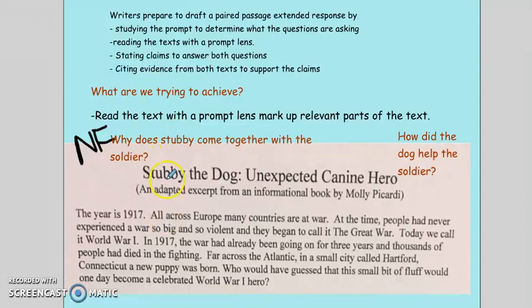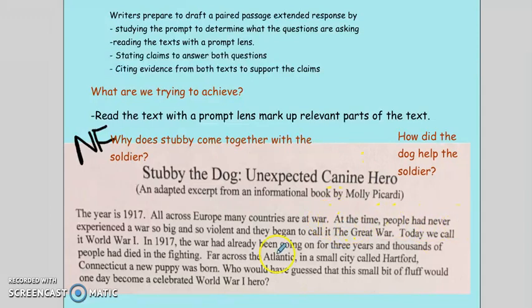Let's begin. Stubby the Dog, Unexpected Canine Hero, and we know it's by Molly Picardi, an informational book. The year is 1917. All across Europe, many countries are at war. Okay, so I'm already seeing why he's a hero, and the soldier, right? There's a war going on.